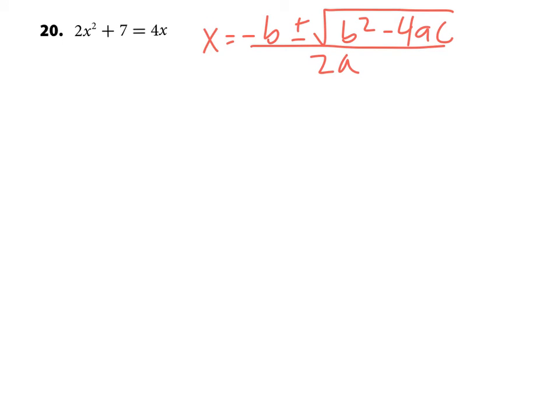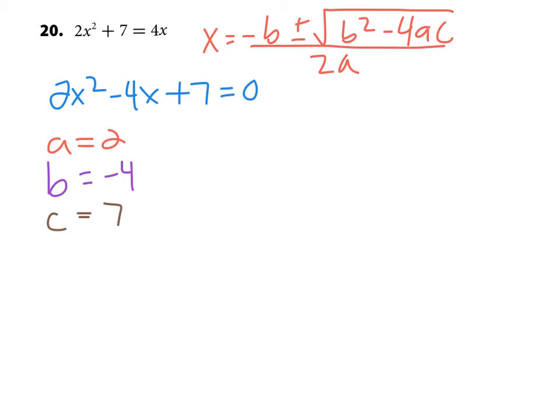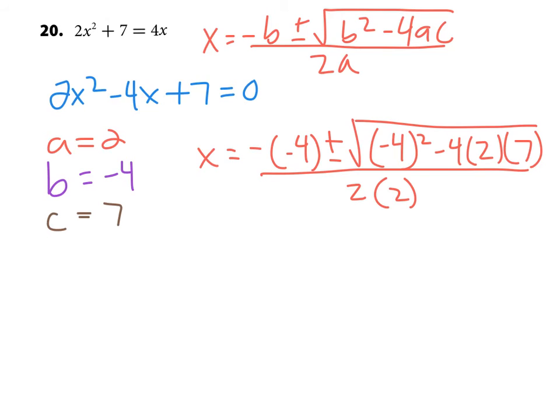Now let's identify the a, b, and c. But first we need to rearrange the equation so that we have an a, b, and c. So we have 2x squared minus 4x plus 7 equals 0. A, B, and C: A is 2, B is negative 4, and C is 7. Now, this is important because this is going to come out to be positive 16. This is going to be a negative, because of that negative here. We got 14 times 4. It's definitely going to be bigger than 16, so we are going to have a negative number underneath the radical. You should be asking yourself, what does that mean about the roots? Well, this is going to be imaginary, so we're going to have imaginary roots.